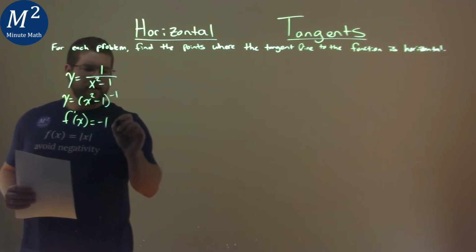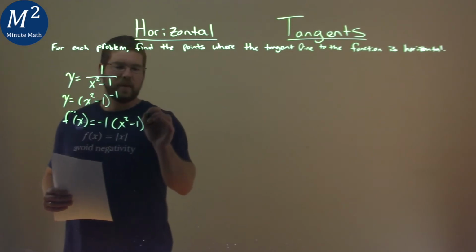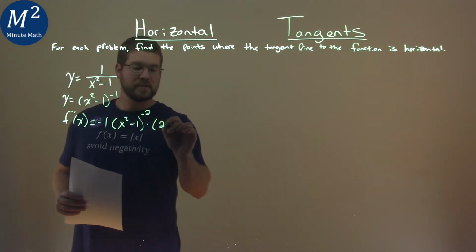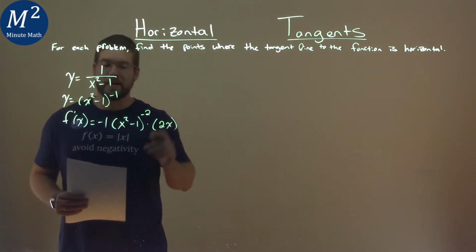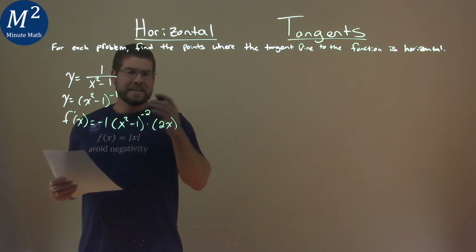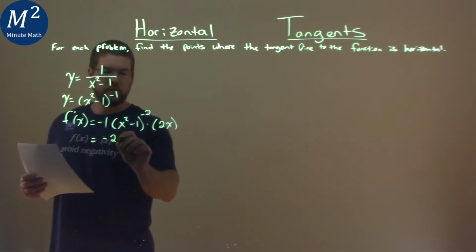Negative 1 comes down, keep the inside, x squared minus 1. Exponent subtracts by 1, and we have a negative 2. Multiply that by the derivative of the inside, which is 2x. Oh, almost messed that one up. All right, simplifying this now, negative 1 times 2x is a negative 2x.